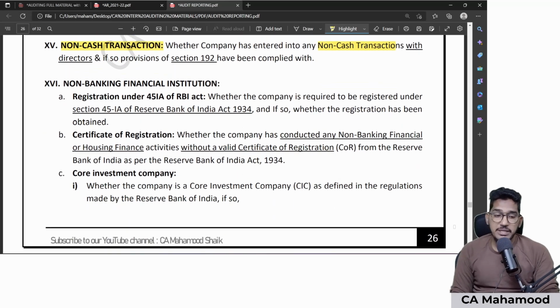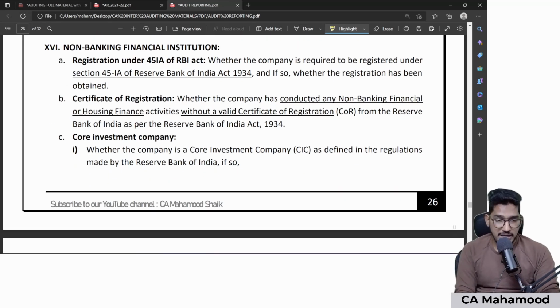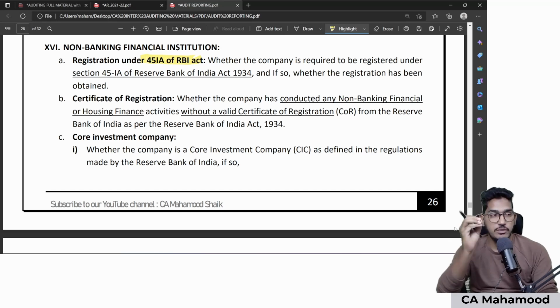Next one, NBFCs. If I am conducting audit of a non-banking financial institution, then I need to check and comment on certain points. Whether my client company is required to obtain registration under 45-IA of the Reserve Bank of India Act. Some NBFCs are required to get necessary registration under this particular section of the RBI Act. I need to check whether my client is getting covered under that section of the RBI Act. If yes, whether they have obtained that necessary registration from the RBI or not.